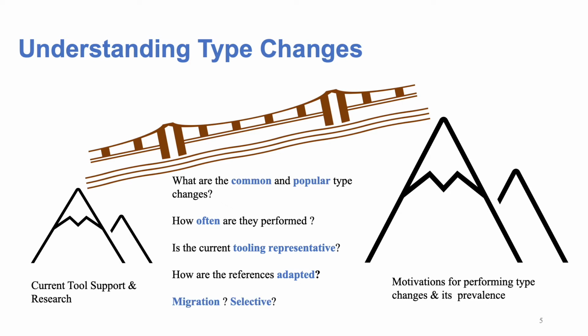Do developers perform type changes in a migration mode or in a more selective fashion? That is, do they migrate all the elements of a particular type or only a selected few? Understanding this will be important for tool builders and researchers to further advance the automation of the manual and laborious tasks that developers perform. Our answers to the research questions have implications for researchers.